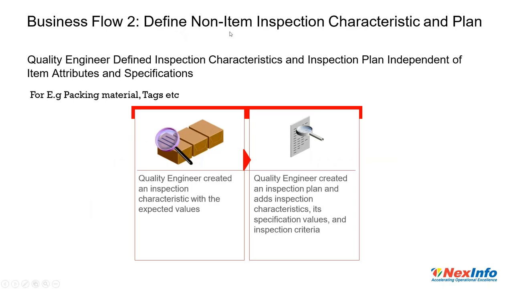So what is non-item inspection characteristics and the plan? The quality engineer defined inspection characteristics and inspection plan independent of item attributes and specifications. For example, they were very sure that the packaging material was a specific kind and the tags were placed correctly. So the quality engineer created two inspection characteristics with the expected values, and then they were incorporated in the inspection plan.